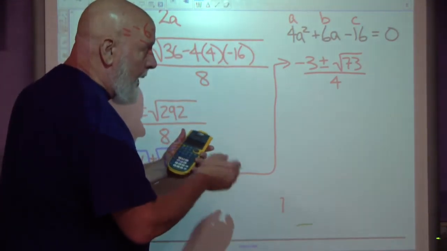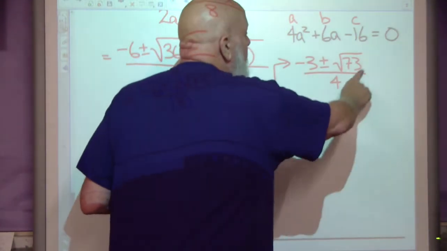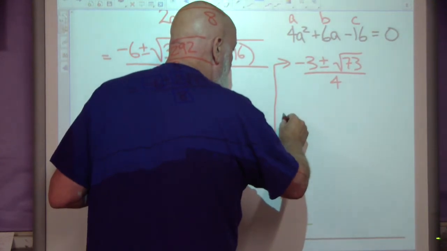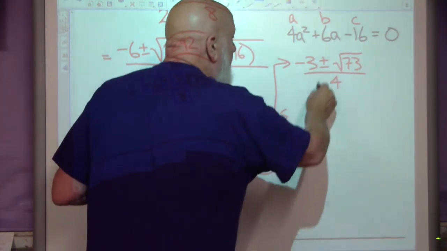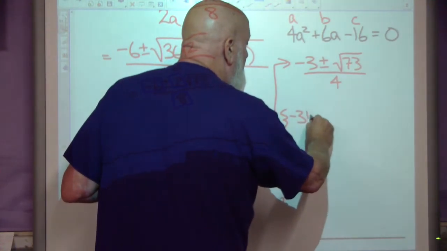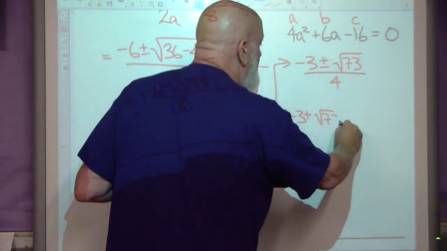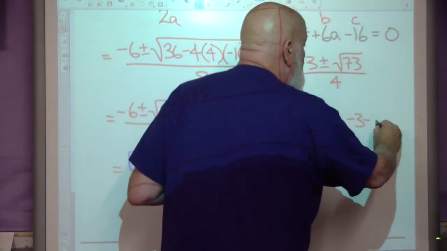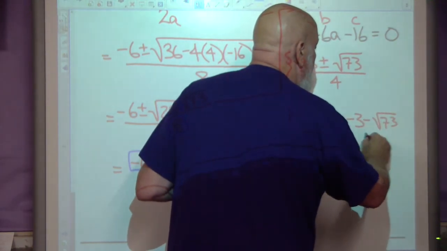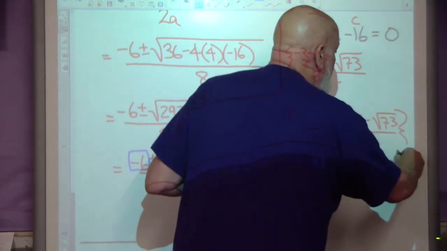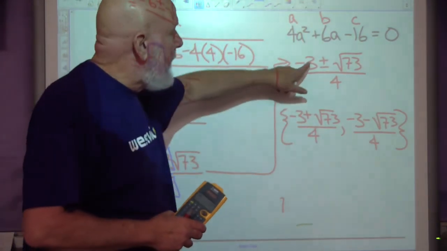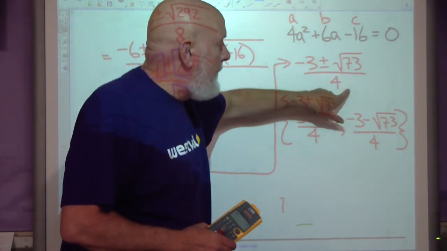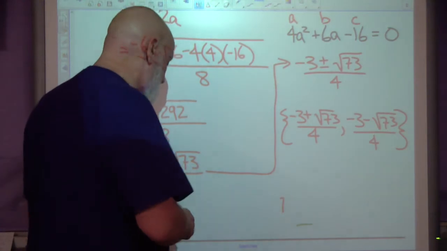73 won't come out from under the radical. You could try it, it won't. So we would leave our answers just like this. And if the book is being consistent with how they're writing their answers, they would write negative 3 plus radical 73 over 4 as one of the answers, and negative 3 minus radical 73 over 4 as the other solution of the quadratic equation. Negative 3 plus radical 73 over 4. Negative 3 minus radical 73 over 4. That's what plus or minus means.